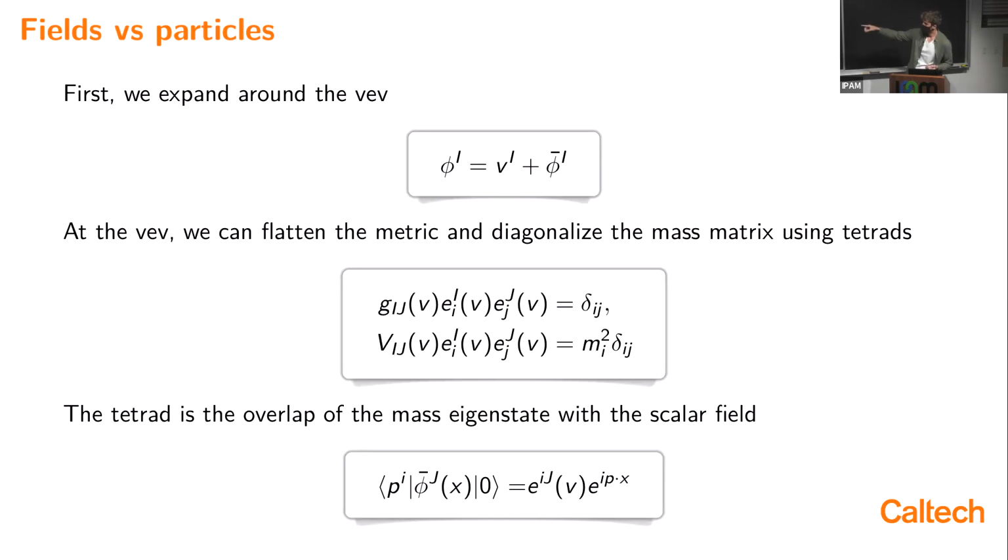So these e^i_I, with lowercase i and capital I, will be the tetrad functions. So they toggle between flavor eigenstates and mass eigenstates. And you also have the freedom of diagonalizing the mass matrix in this way. We see that this tetrad also shows up as the overlap between the mass eigenstates and the flavor scalar fields. That's the e^i_I showing up there as well.